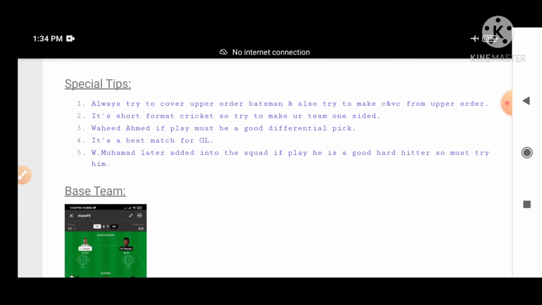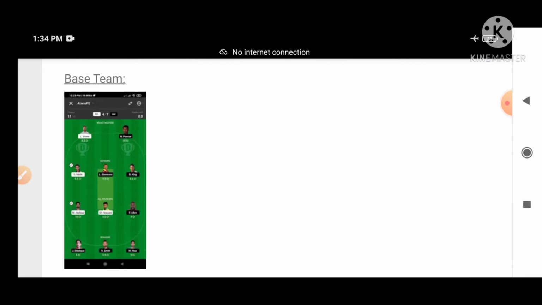And one player, Wahid Mohammed, was later added to the squad. He is a good hitter of the bowler, so you can try him in a Grand League also. So here I am covering my base team. I cover 7 players of the Northern team, and I make captain and vice captain from the Maratha Arabians. Why am I doing this? There is some logic. Shoaib Malik and Mohammad Hafeez are both strong players with a good economy, and both contribute with batting and bowling. So if they score 30 runs and also get 1 wicket, it's enough.